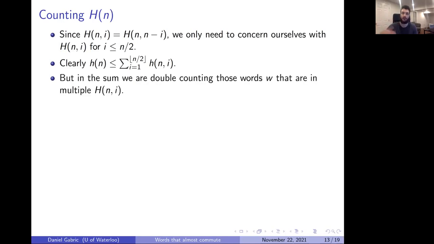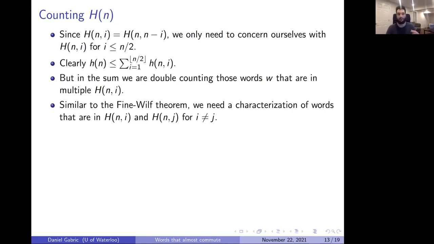But in this sum, we are double counting a lot of words that are in multiple H_{n,i}. So we need a way to characterize which words are in multiple H_{n,i}. We need a theorem similar to the Fine-Wilf theorem, which tells you about when words have multiple periods and characterizes those words. We need a similar characterization for these words in multiple H_{n,i}.